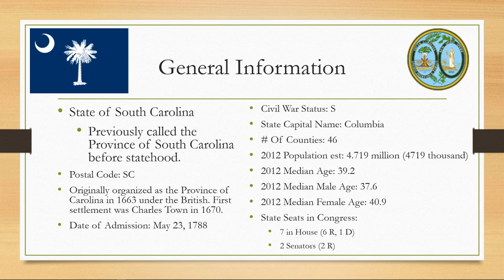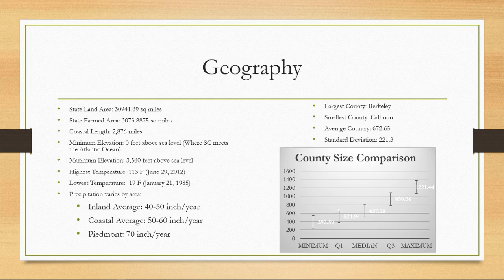In Congress, South Carolina has 7 representatives in the House. As of 2018, there are 6 Republicans and 1 Democrat, and then they get 2 senators, both of which are Republican. Geography, its total state land area is 30,941.69 square miles, and it has 2,876 miles of coastal length.